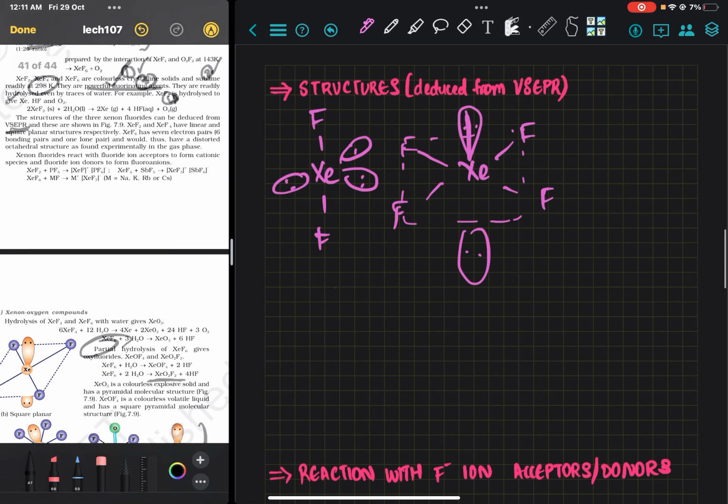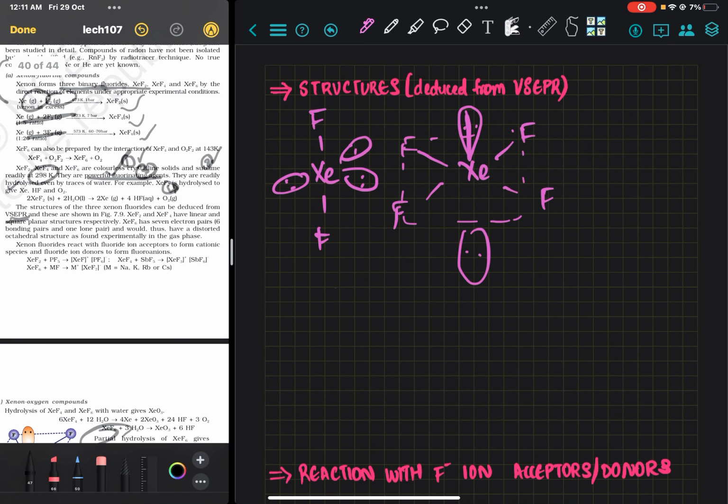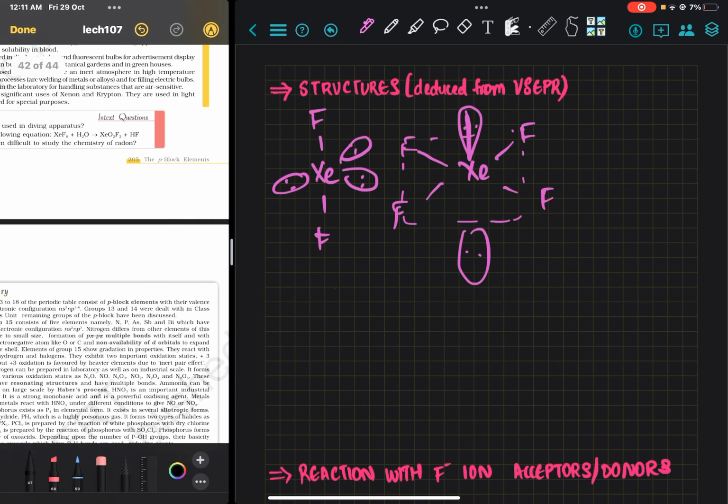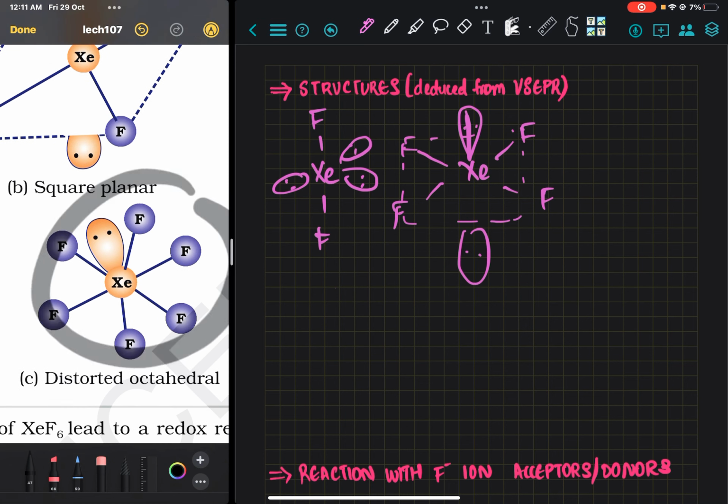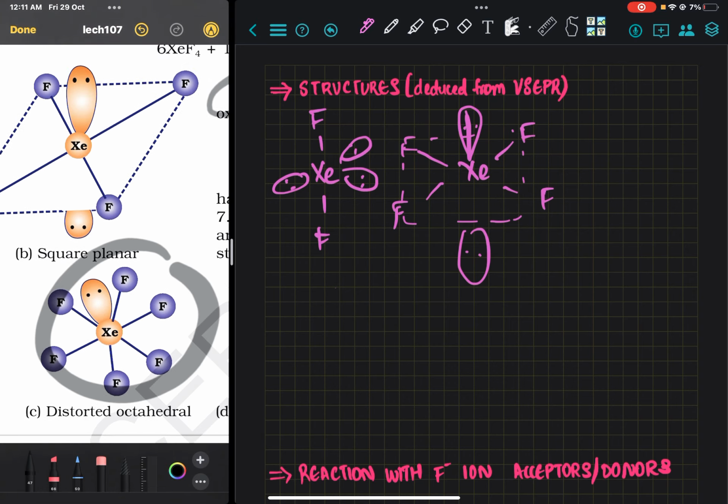And then we come to XeF6. Here it is given, a very important thing, that it has 7 electron pairs and would thus have a distorted octahedral structure, as found experimentally in the gas phase. That is also a point that is given. This is the distorted octahedral. Just you have to know it. The more times you watch the video, the more times you revise the textbook, you'll just automatically remember these things.